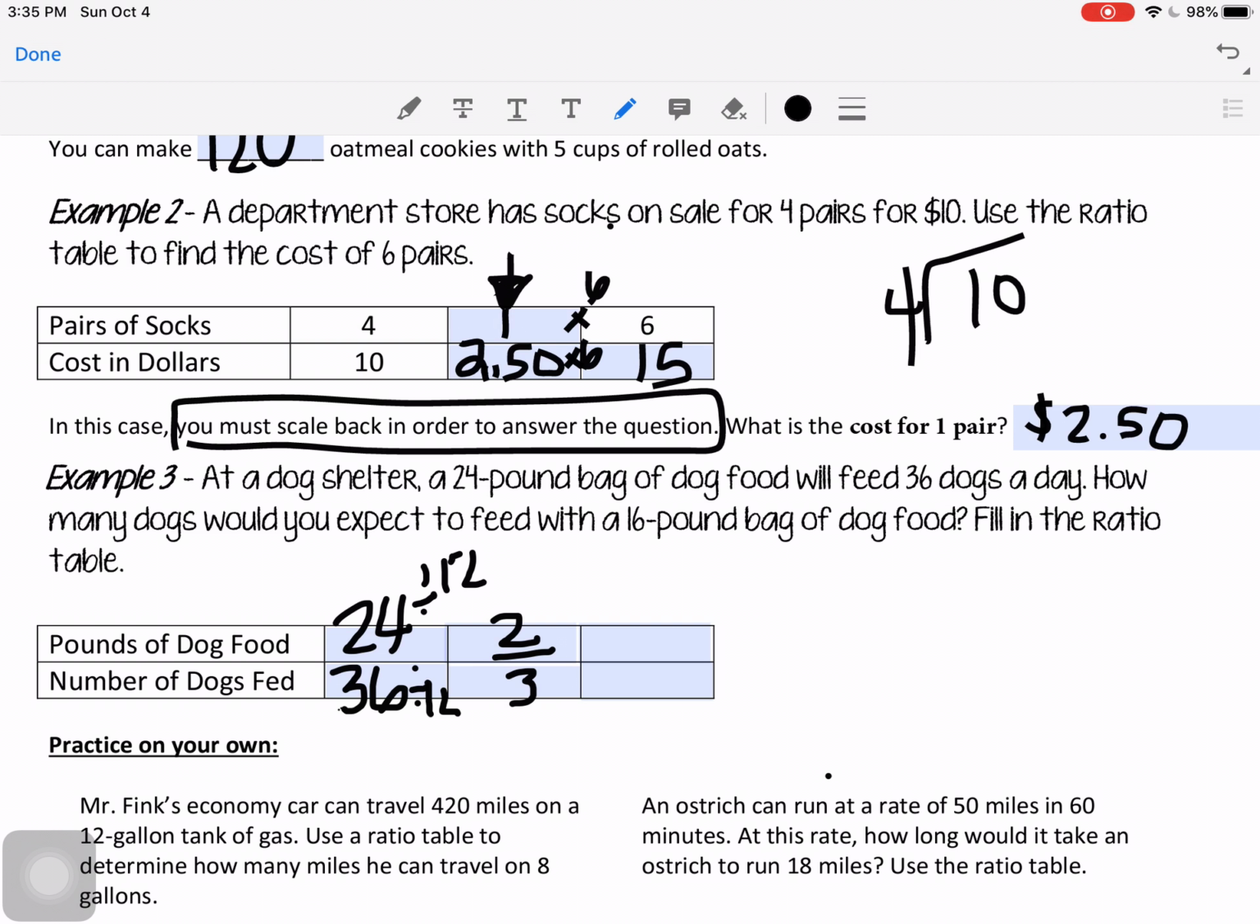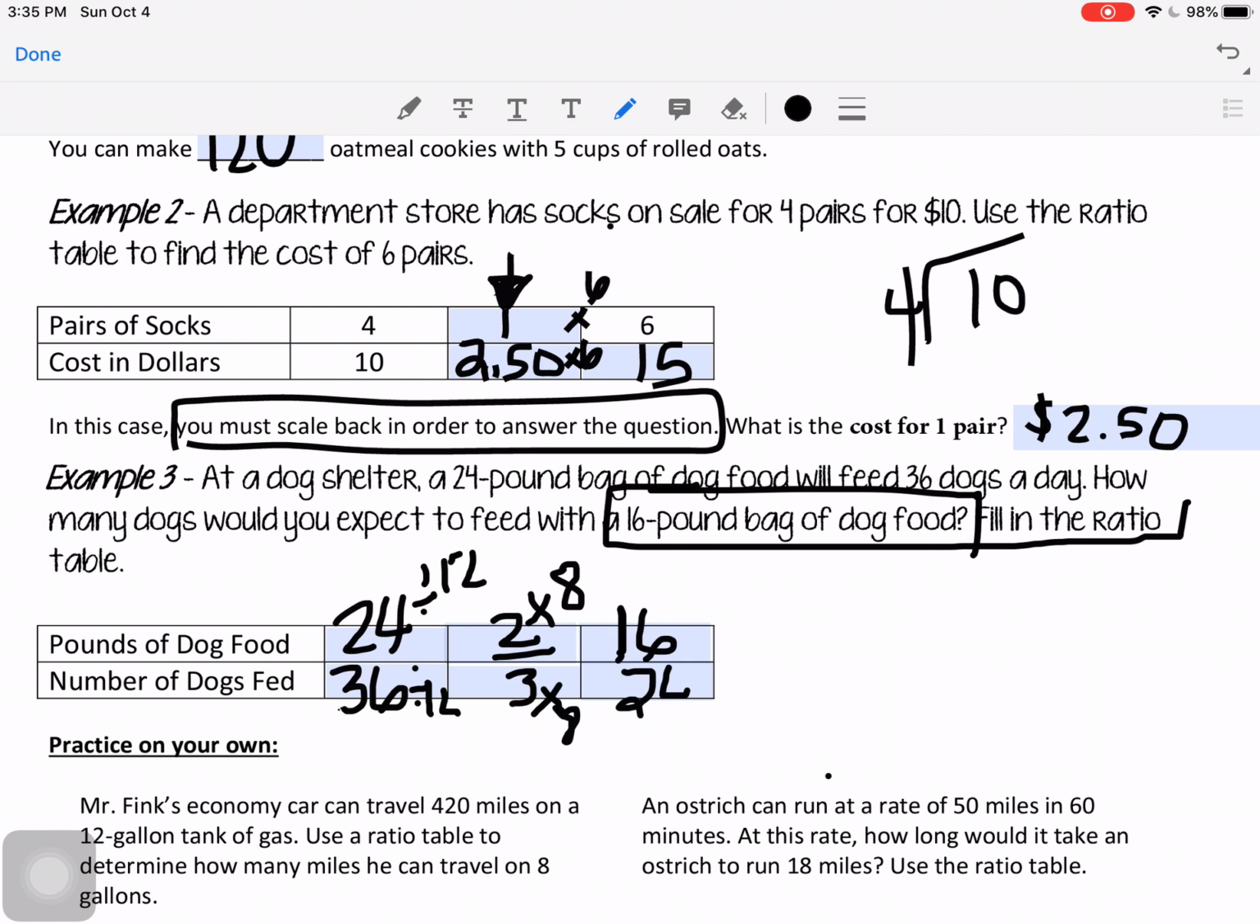All right, so our question says, how many dogs can you feed with 16 pounds of dog food? All right. So now I'm going to look and see, what do I multiply 2 by in order to get 16? And I know 8 times 2 is 16. So I'm going to multiply 3 by the same number. So I get 24. So I can feed 24 dogs with 16 pounds of dog food.